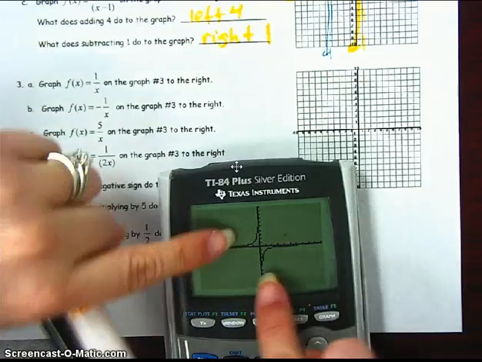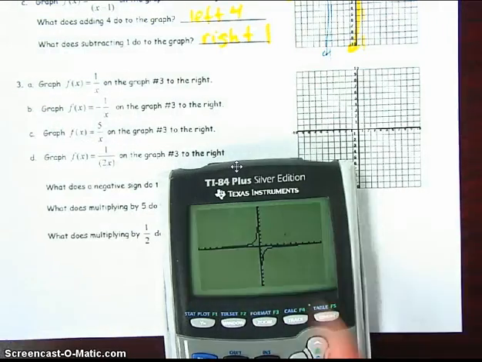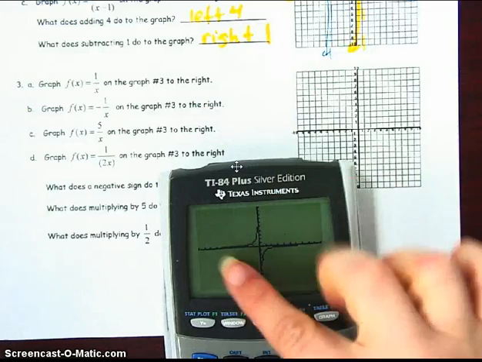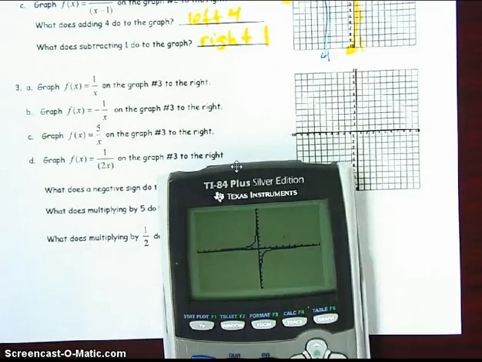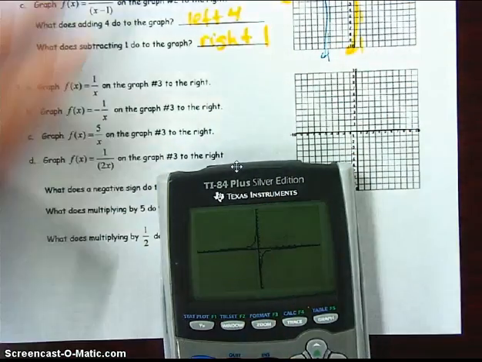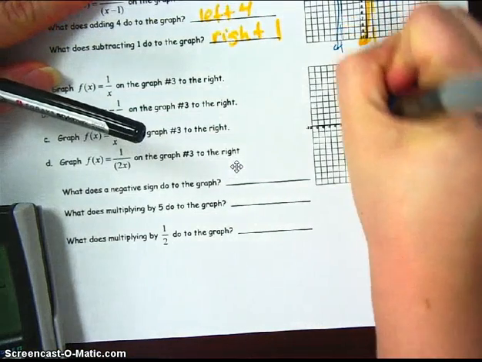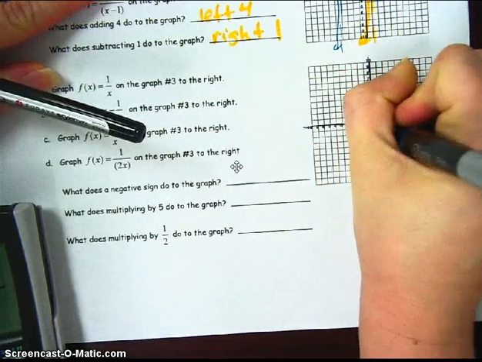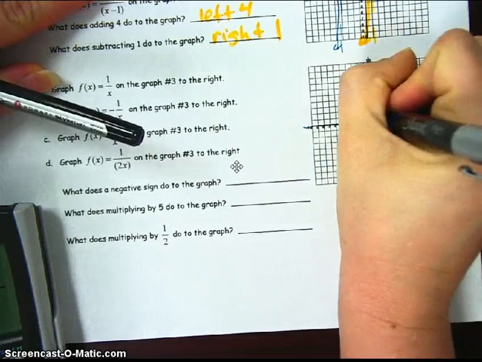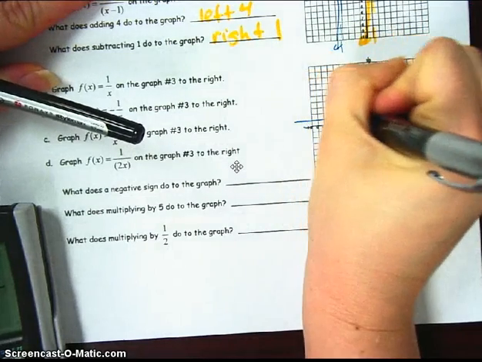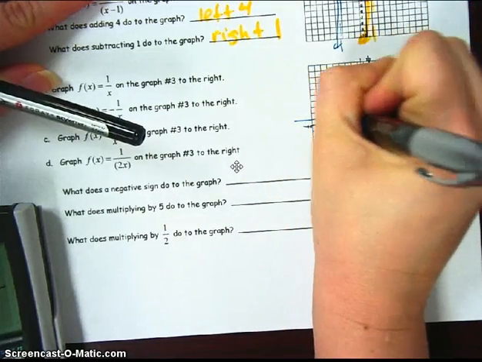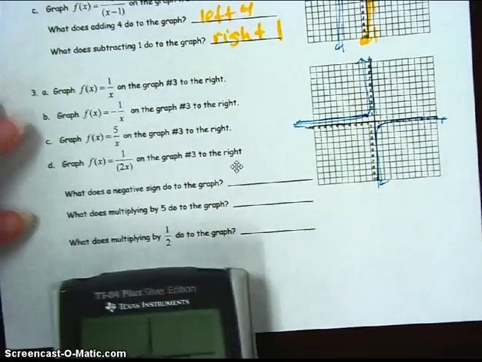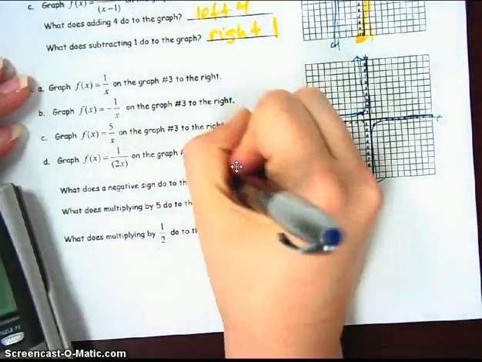you notice my graph has reflected over the x-axis. This one used to be up top going this direction, and now it's reflected down. This one used to be on the bottom, and now it's reflected up. So with the negative, we still have our asymptotes in the same place, but now this graph is at the bottom in our 4th quadrant. This side of it is now in the 2nd quadrant. Okay, so the negative reflects over the x-axis.